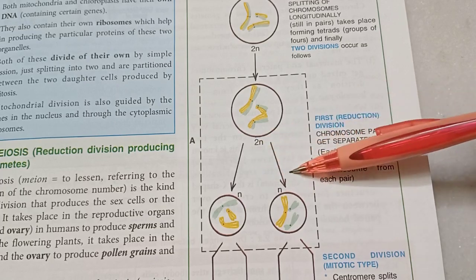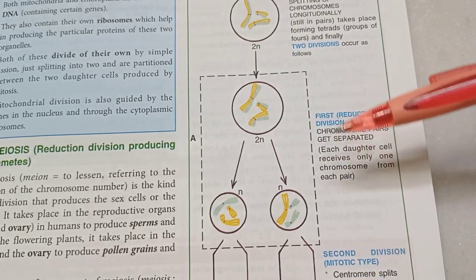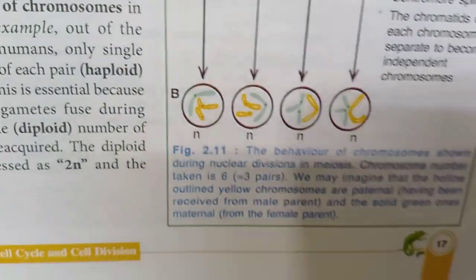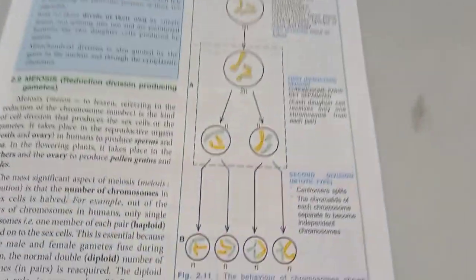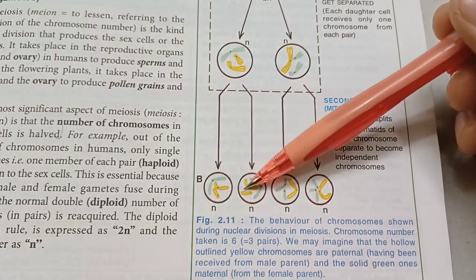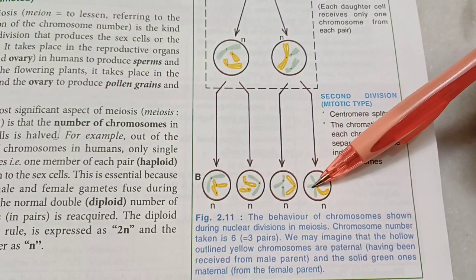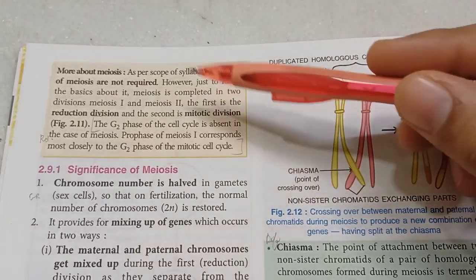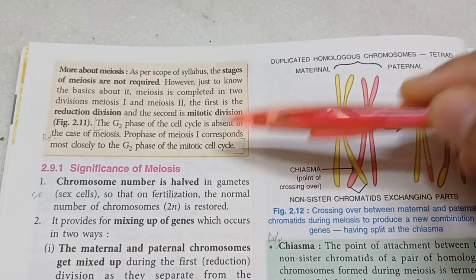But that's not the end of meiosis. That's just the first reduction division. Then we have the second mitotic division. The identical daughter cells are formed from them. So ultimately, 4 daughter cells are produced. Notice that these two are identical and these two are identical to each other. Now in this paragraph, the last sentence is just read.